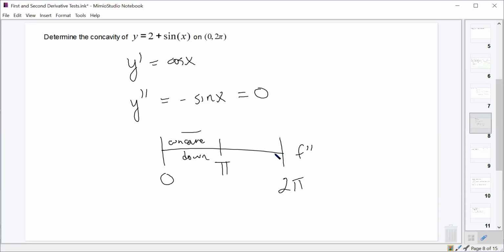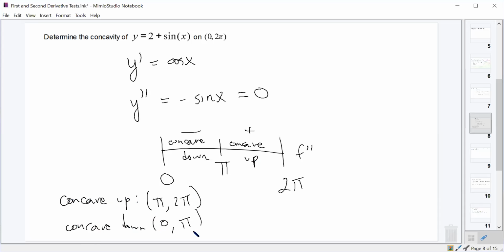And what about pi to 2 pi? If we pick something between pi and 2 pi, we know that sine in the third and fourth quadrants is always a negative number. Right? Doesn't matter which value I pick. Suppose I pick 3 pi over 2. Sine of 3 pi over 2 is negative 1. So we have negative of negative 1, which is positive, telling us that this is concave up on that interval. And so we would write this out as concave up from pi to 2 pi and concave down from 0 to pi.